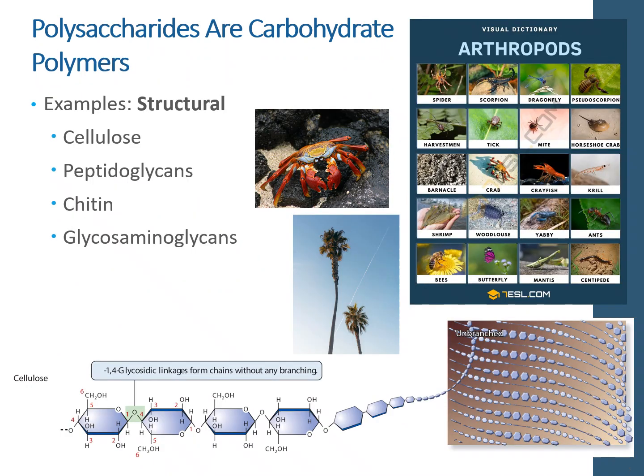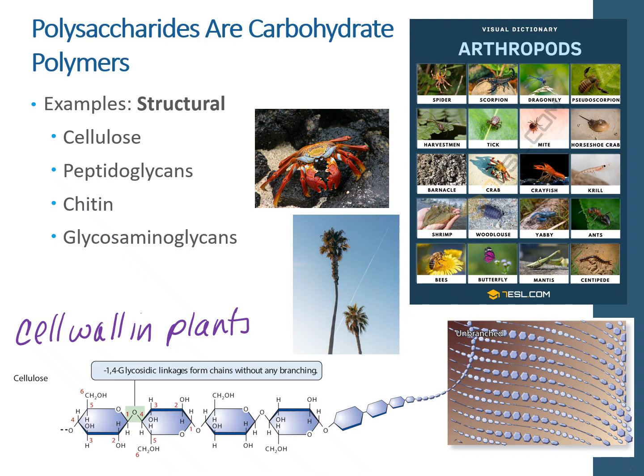Polysaccharides also have a structural function in living organisms. The most common structural molecule is cellulose. Cellulose forms the cell wall in plants. Now, cellulose is important because cellulose is what gives plants their vertical structure. It's what supports them against gravity. They don't have bones like animals do, and so they need something to support their outer structure and hold them up.